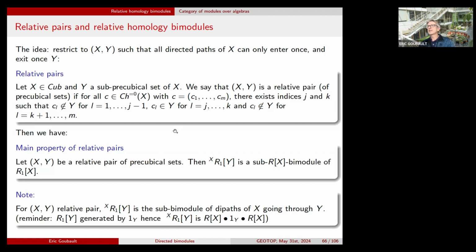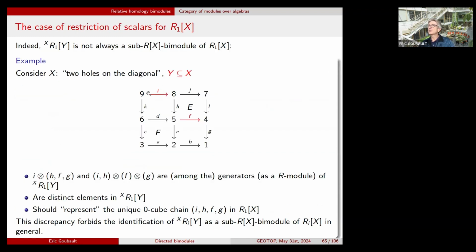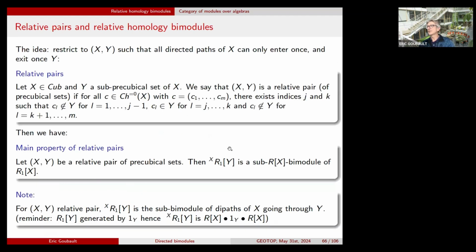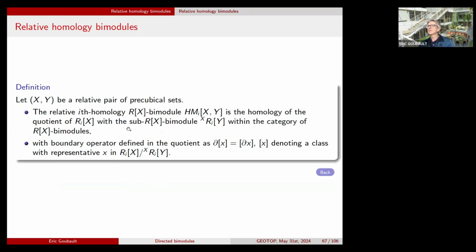Okay, and once you have that, which is certainly not the case of this example where Y is just two disconnected edges, so when you have really something where you go through Y just once, not twice, then the cube chains of Y extended with coefficients in R of X is going to be a submodule, a sub-bimodule of the cube chains of X. And then as it's a submodule, you can define the quotient and you can define the homology of the quotient of Ri of X with the sub R of X bimodule, which is the extension of scalars over coefficients on X of Ri of Y, and this is well defined.